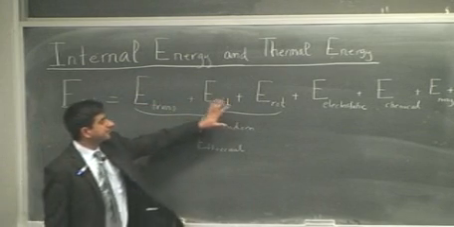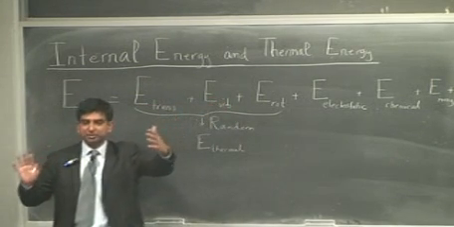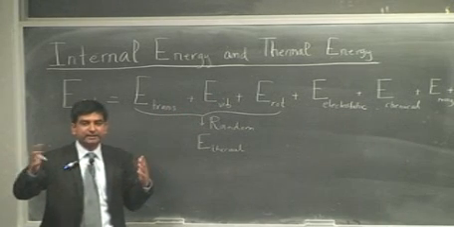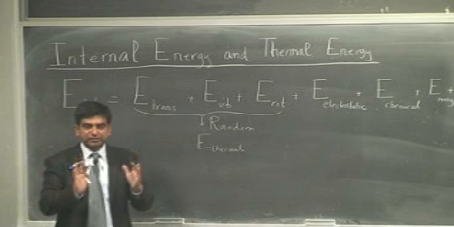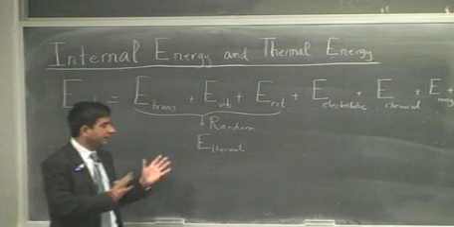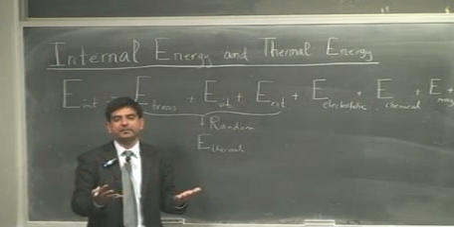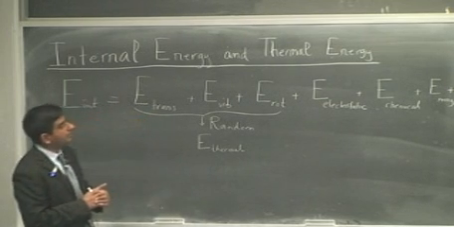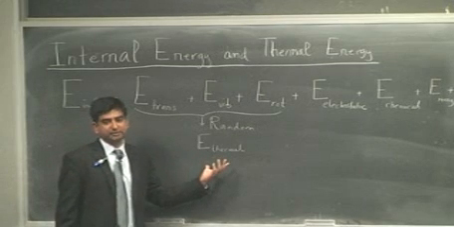So these components, the translational, vibrational and rotational components of the molecule, can have an ordered part and can have a disordered part. The disordered part or the random part is given a name, and that name is thermal energy. Now, how do we measure this thermal energy?